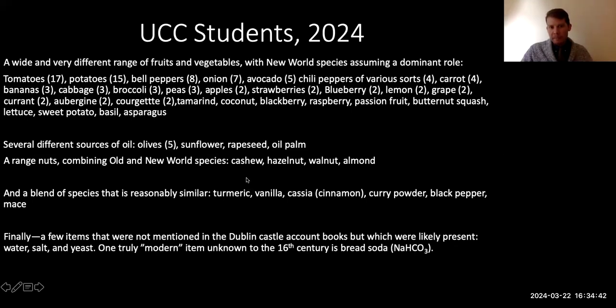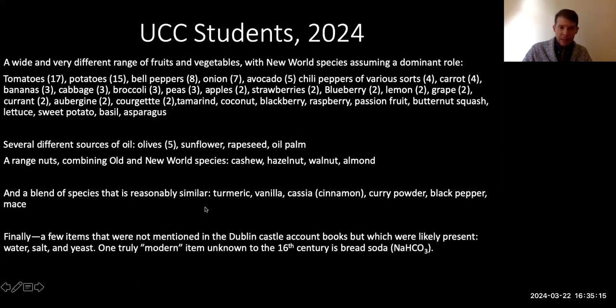The blend of spices is actually, I think, reasonably similar. So we have turmeric, vanilla, neither of which were mentioned in Dublin Castle, but cinnamon certainly was, as was black pepper and mace. One truly modern item that was wholly unknown to the 16th century would be manufactured bread soda, which is just a chemical compound, right? This was not known in the 16th century. In fact, I don't believe it was invented until the 19th century.